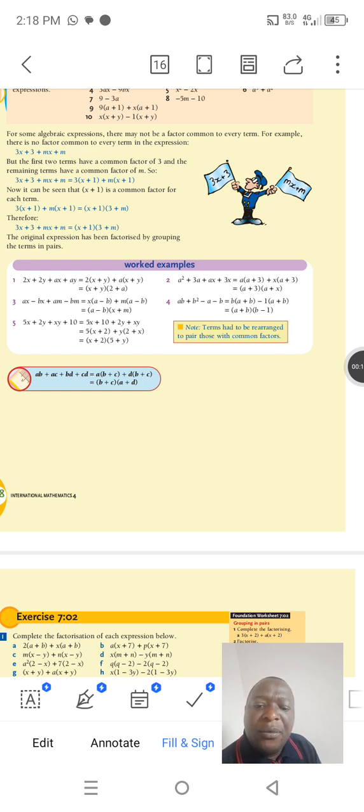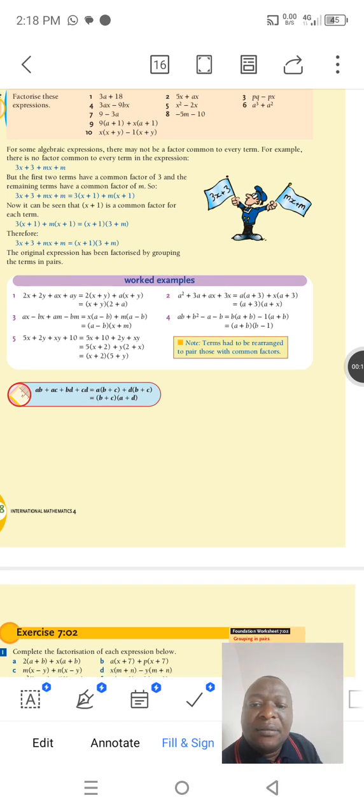Now I want you to do some rearrangement on this expression again and factorize. Which other way can we rearrange the terms for question number 5 and factorize it, apart from the way we have rearranged?